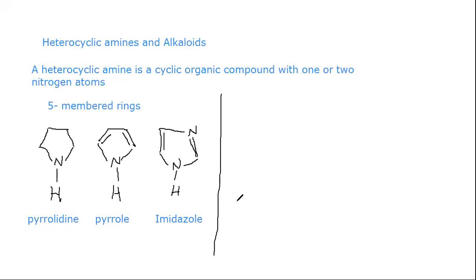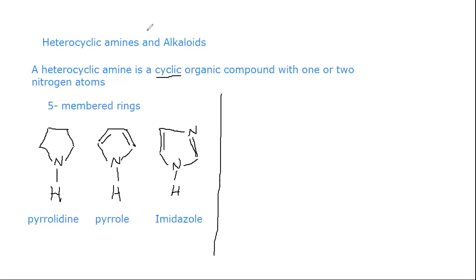Please write down the definition for heterocyclic amine. A heterocyclic amine is a cyclic organic compound with nitrogen atoms. You guys can see these are 5-membered rings. Because of their significance, you guys have to remember the structure and name. You guys can see this 5-membered ring is called pyrrolidine. If the 5-membered ring contains double bonds inside the ring, it's called pyrrole. If a 5-membered ring contains 2 nitrogens in a ring, it's called imidazole.